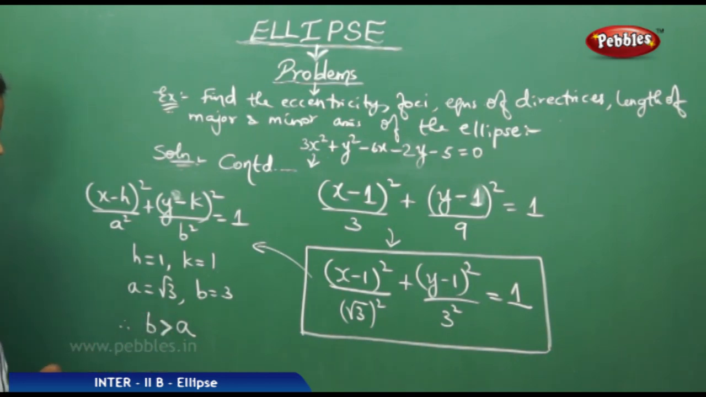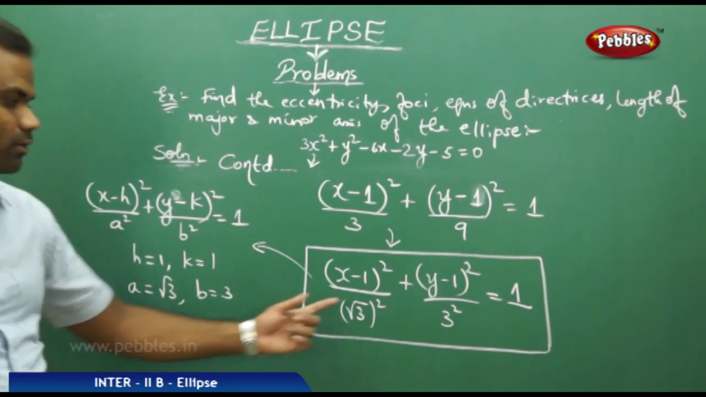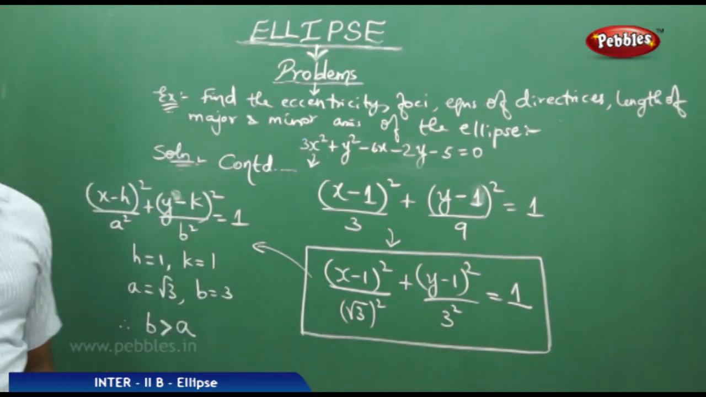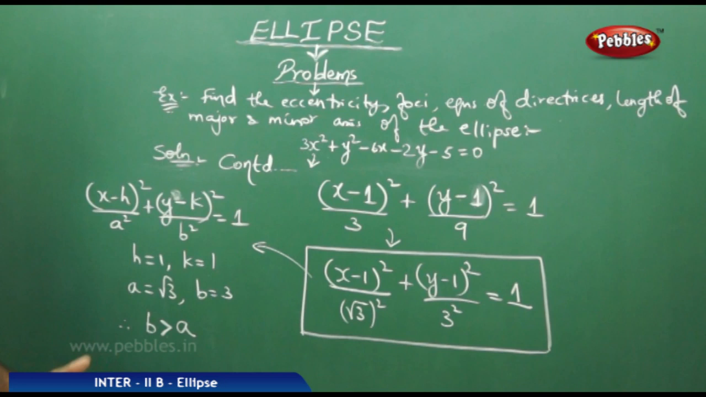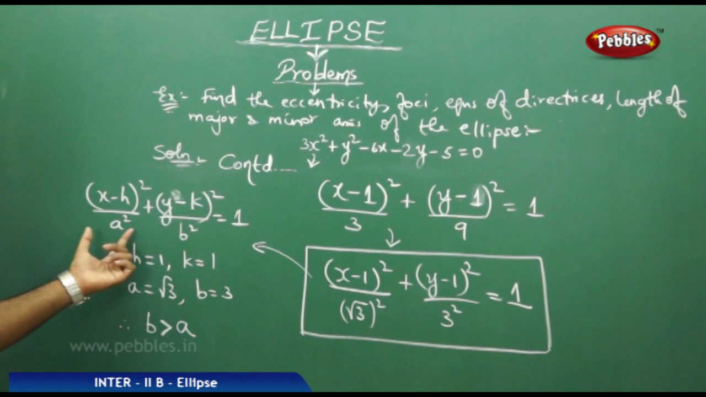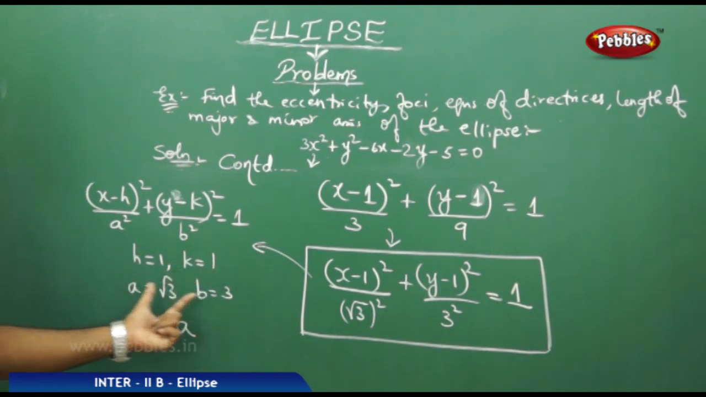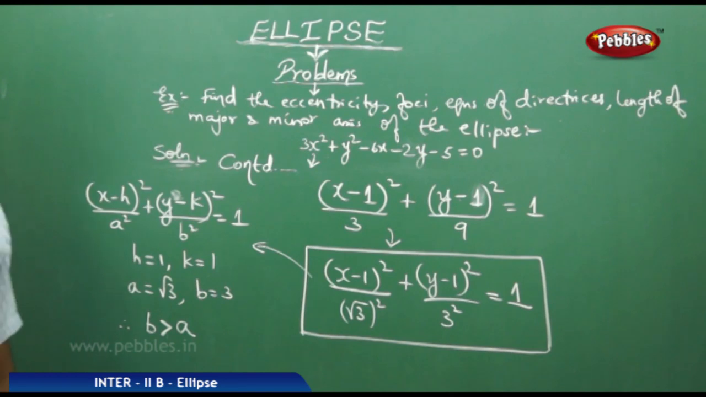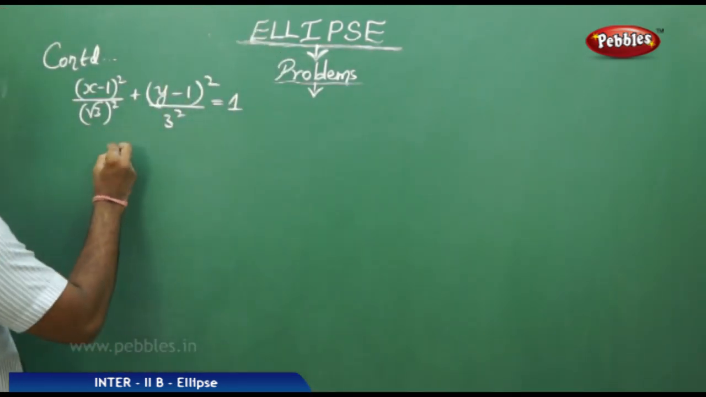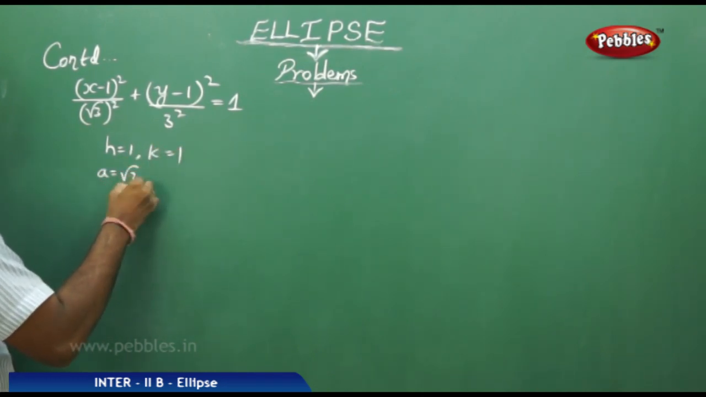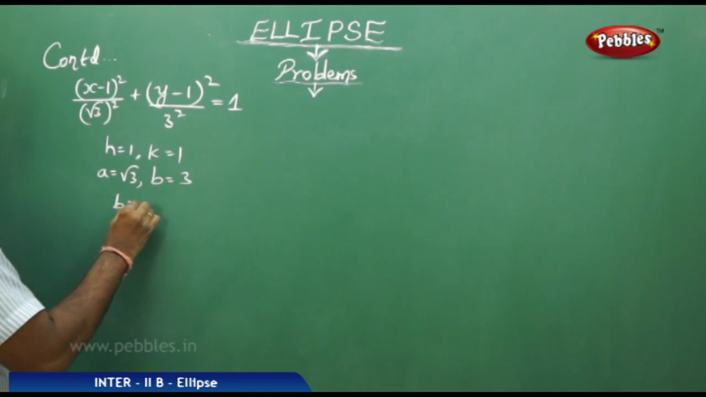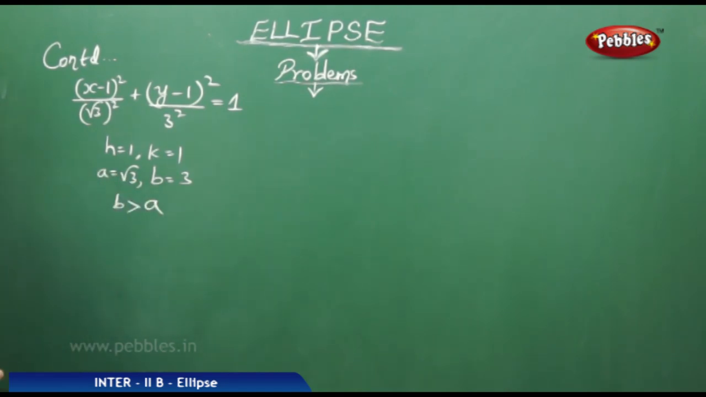So here the condition is b greater than a, and therefore with this condition we're going to use the concept of identifying the eccentricity, foci, equations of Directrix, length of major and minor axis of the ellipse for this equation with h equals 1, k equals 1, a is root 3, b is 3, with b greater than a, or a less than b.